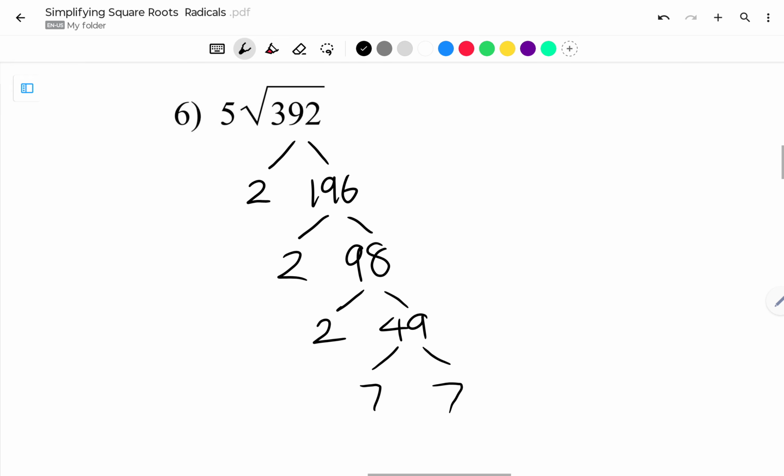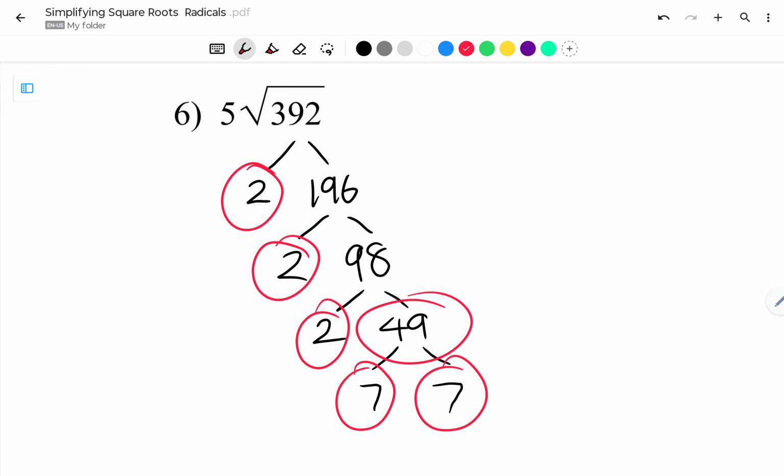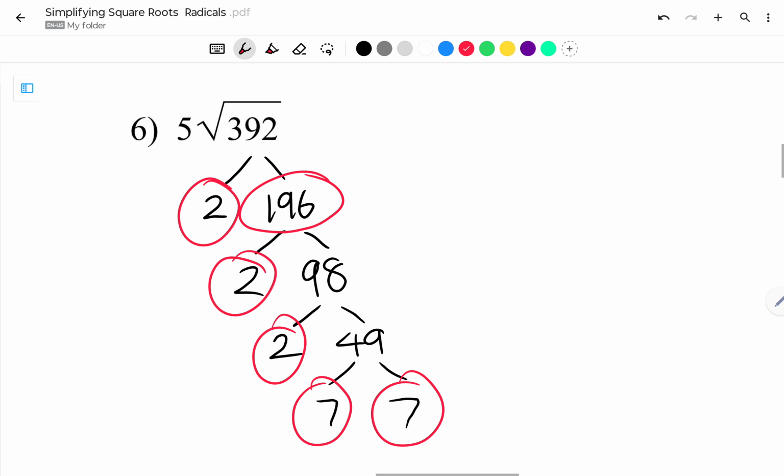So all of the numbers, I'm going to break this down into this. Remember, you could have stopped at 49, but I'm just going to keep going. You could have stopped at 49. Why? 49 is a perfect square. You could have stopped at 196 because 196 is a perfect square. But whatever. Anyways, so let's break this down.